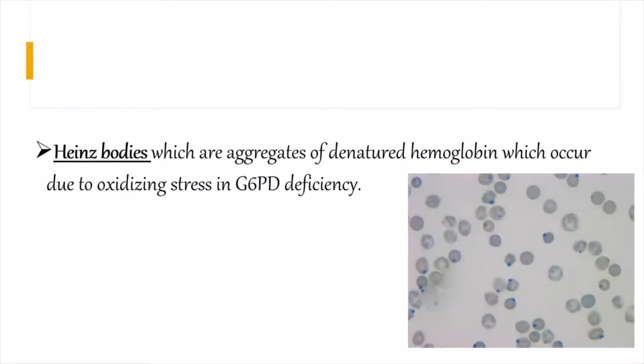Heinz bodies are aggregates of denatured hemoglobin which occur due to oxidative stress in G6PD deficiency. So basically, in G6PD deficiency, oxidative stress will increase and that will result in the breakdown of hemoglobin, and that denatured hemoglobin is actually the Heinz body. But when these RBCs cross the spleen, splenic macrophages bite them, and that is what gives the bitten appearance to the RBC.